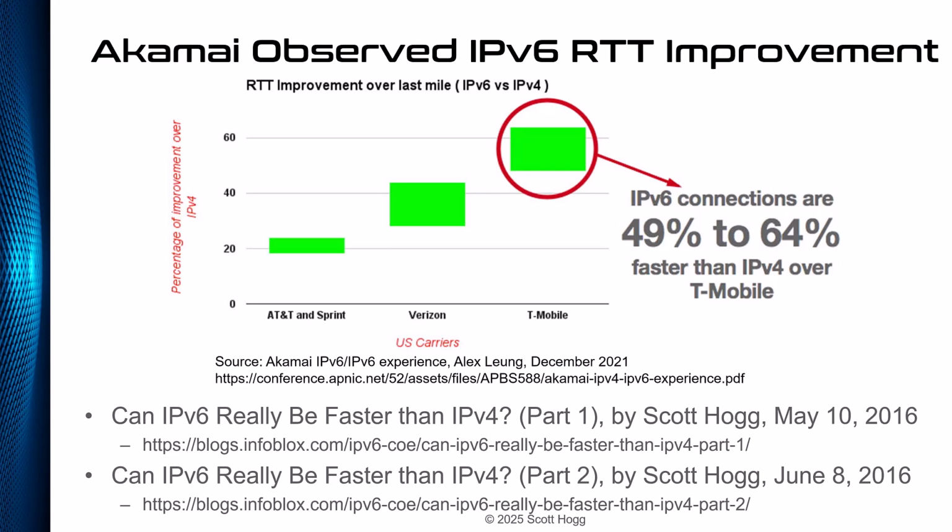And in 2021, Akamai observed that IPv6 enabled, and especially IPv6 only T-Mobile devices were much faster reaching IPv6 enabled CDN services. The round-trip time improvement comes from the fact that IPv6 enabled end-user devices reach IPv6 enabled web services faster because those connections don't require address translation.